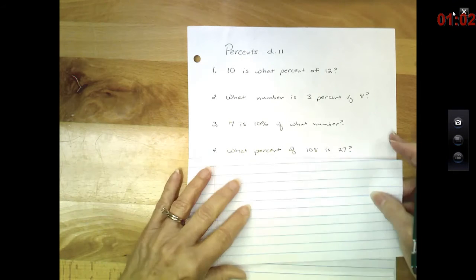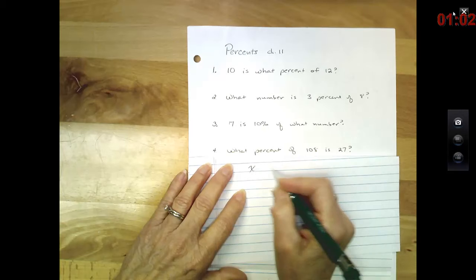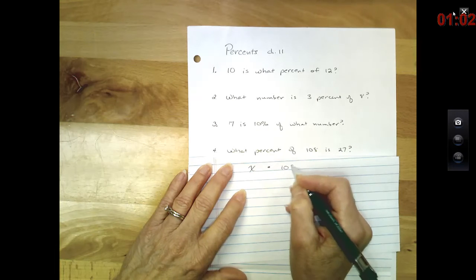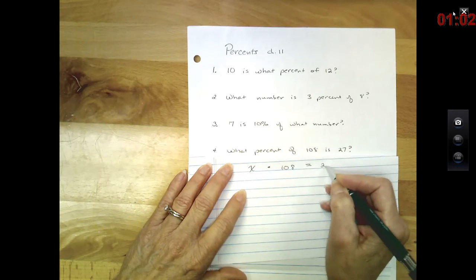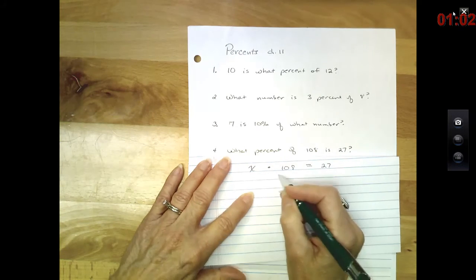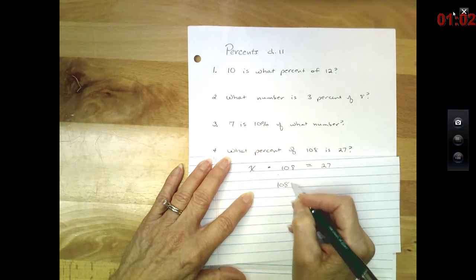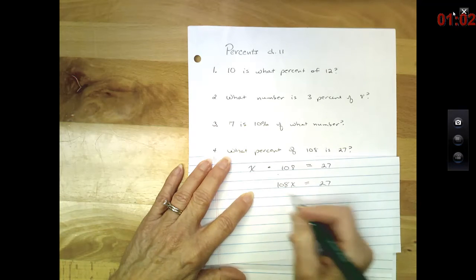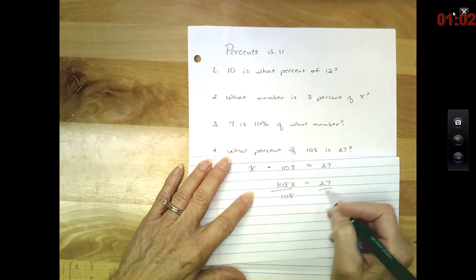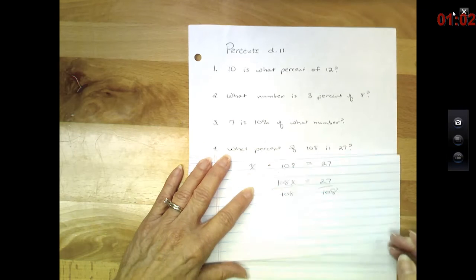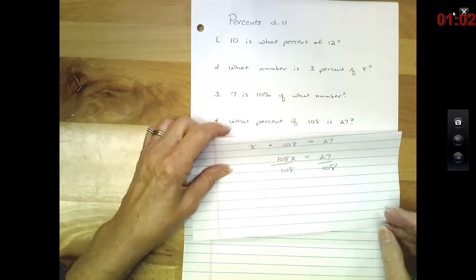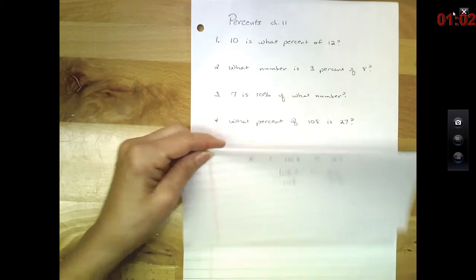Number 4. What percent of 108 is 27? Okay, divide, that's 108x equals 27. So divide by 108. It came out to 25%, or 0.25, and you made it a percent.